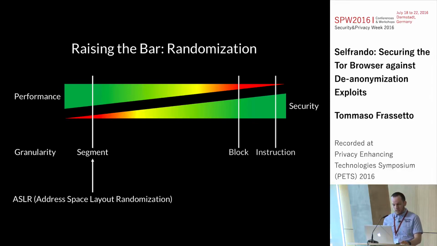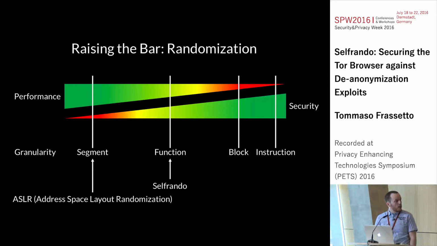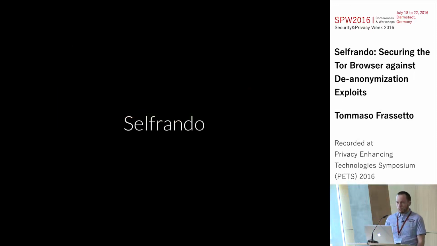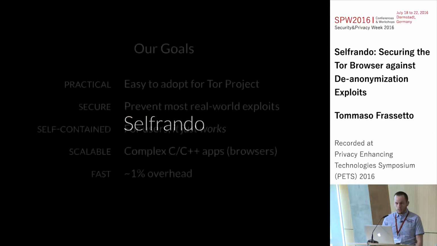On the other end of the spectrum, one can do block level or even instruction level randomization. Here the security is very good. However, the performance is not great. So we chose to find the sweet spot in this spectrum, and the best compromise we found is function level granularity, and this is where Selfrando is. We already mentioned two of our goals, which are speed and security. Let's look at all of them.